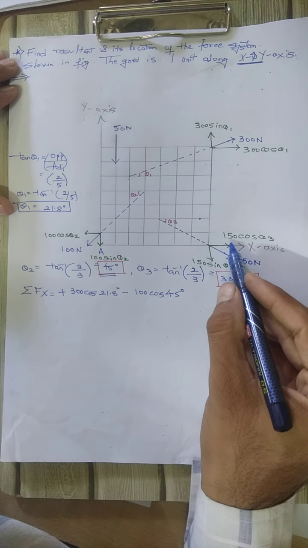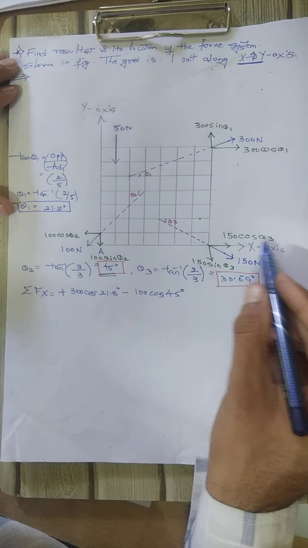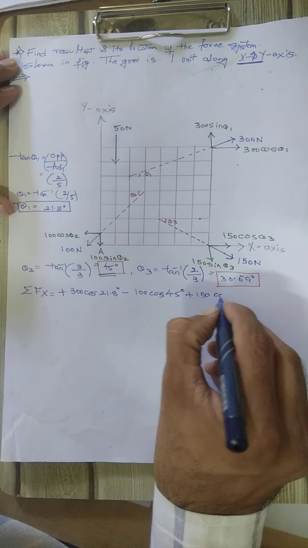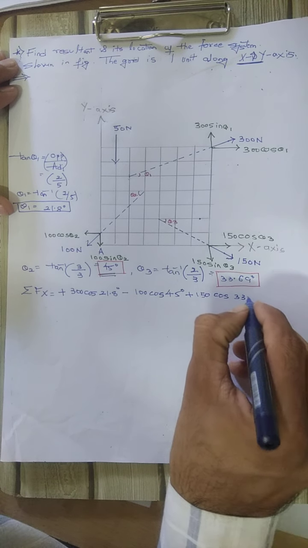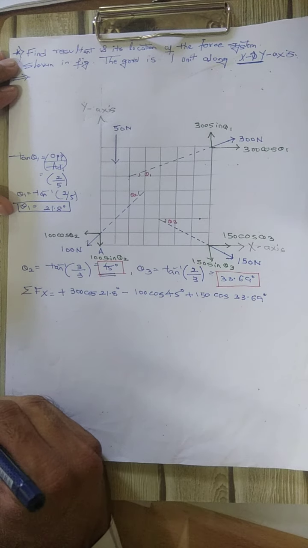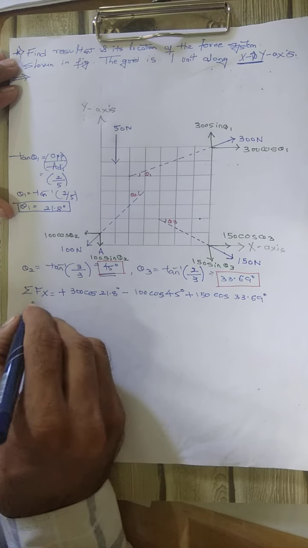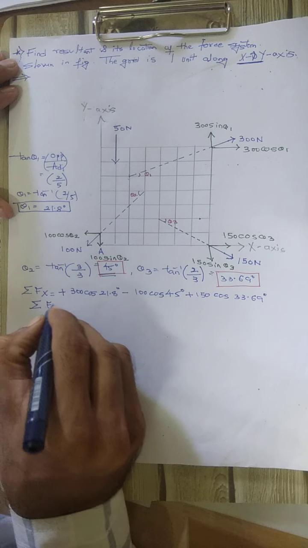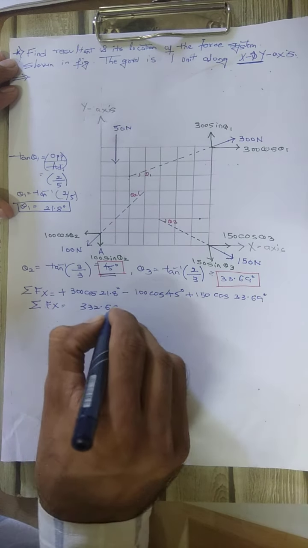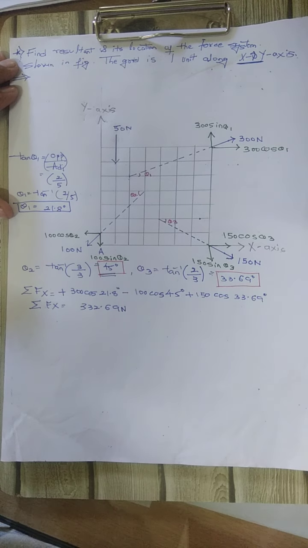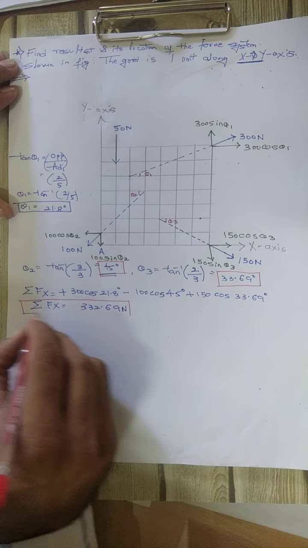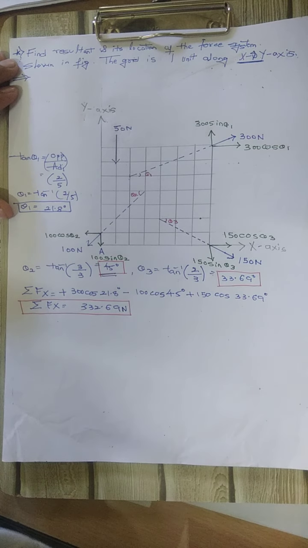Next, again x component for this 150 newtons, it is moving right side, plus 150 cos of 33.69 degrees. So in this way, what is summation of Fx after finding out the value? It comes to be 332.69 newton. The Fx comes to be 332.69. So summation of all x component comes to be 332.69.